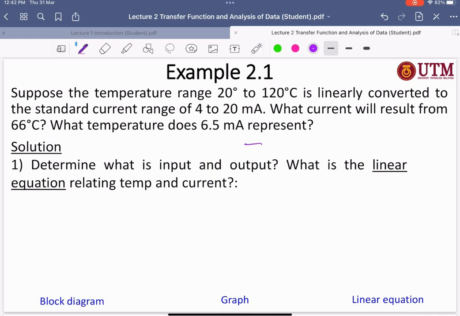So in this case, what will be the input? Suppose you need to convert it, that means the input right now is the temperature, and the output right now is current, milliamps.